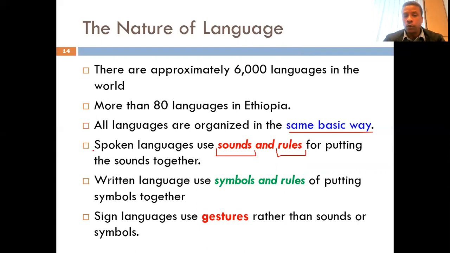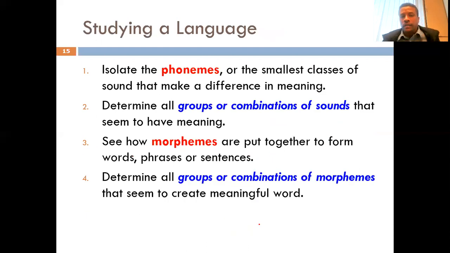At the same time, just like for spoken and written language, a sign language uses gesture, movement of hand and face, rather than sound and symbols. But again, those movements have their own rule. How you are going to move your hand, how you are going to coordinate between the first and the second word is very important in sign language as well. So one basic way that we know is, whether it is spoken, written, or sign language, we have sounds, symbols, and gestures, and we have a rule on how to combine or order those elements. So you have to keep this in mind.